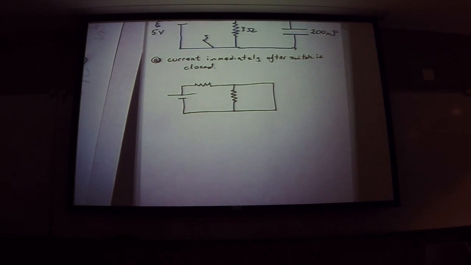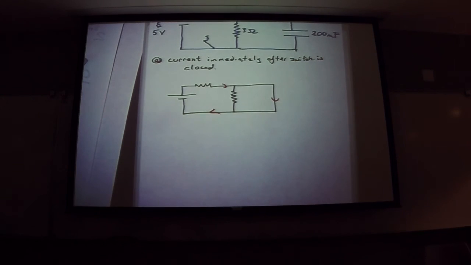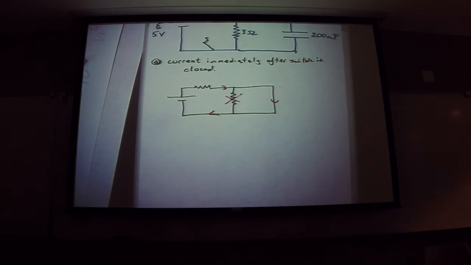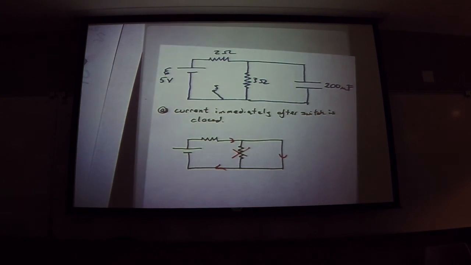So immediately after, that acts like a wire. All of your current flows through here. That's all the current. No current flows through that 3 ohm resistor. None. Immediately after it's closed. So how much resistance is there to that current? 2 ohms. That's all the resistance, because none of it goes through the 3 ohm resistor. So just 2 ohms, that's it.